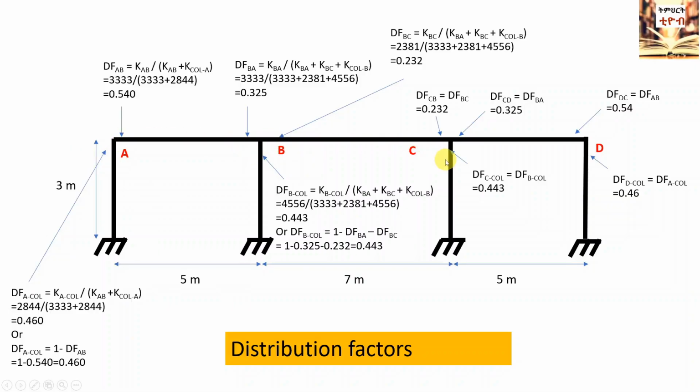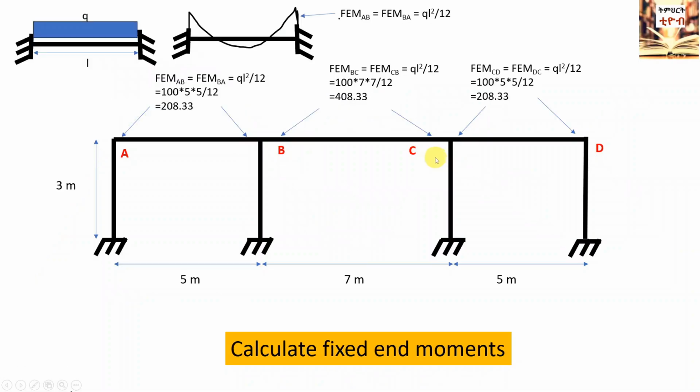In the next stage, we need to calculate the fixed end moments assuming each span behaves individually. For fixed connection, the fixed end moment equals distributed load Q times length of beam to the power of 2 divided by 12. We need to calculate the fixed end moments for all the 3 beams.